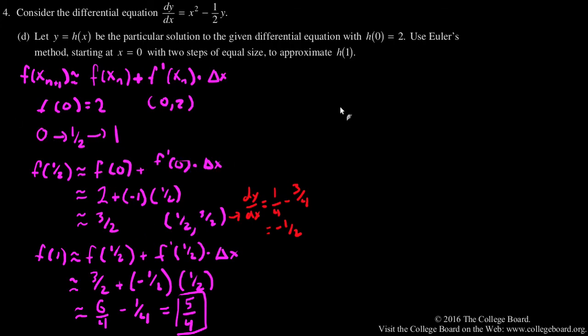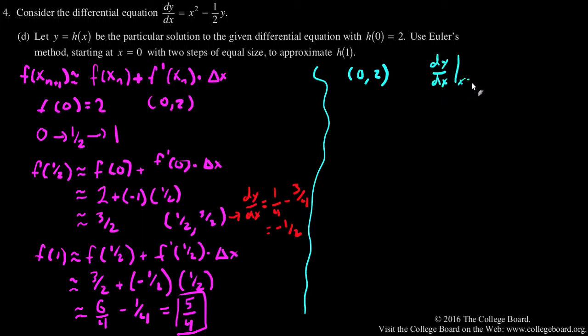Now, the other way. If you don't remember how to do this to get the next value, you can always just form these linear approximations. So I could say, okay, I know that I currently have the point (0, 2), and the slope is going to be, and I put 0 and 2 in here, 0 squared is 0, negative 1/2 times 2 is negative 1.